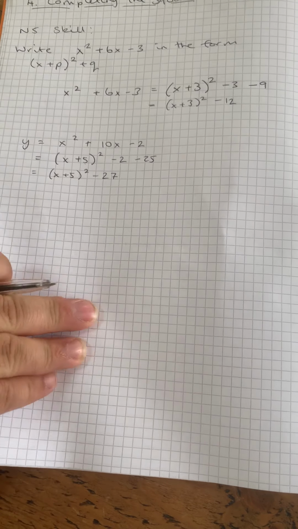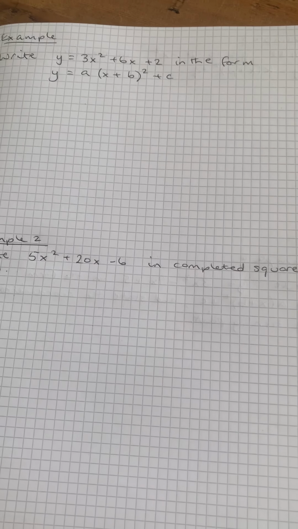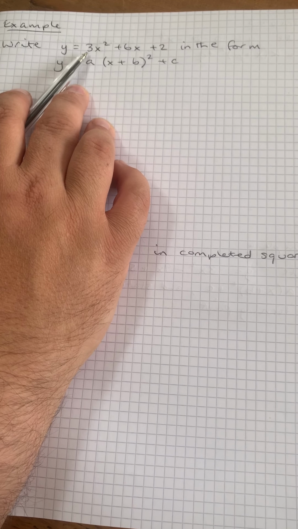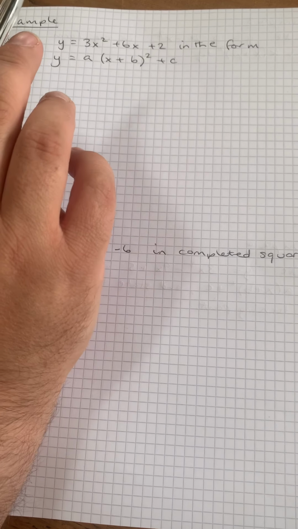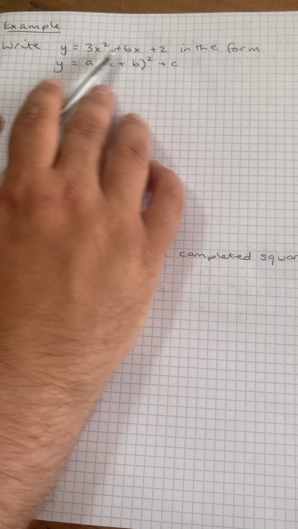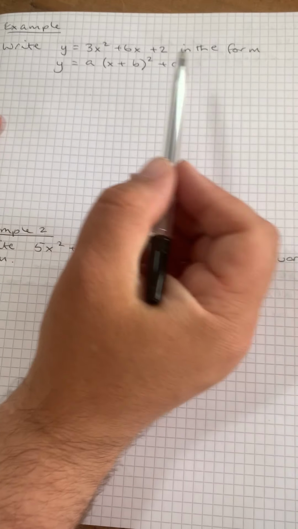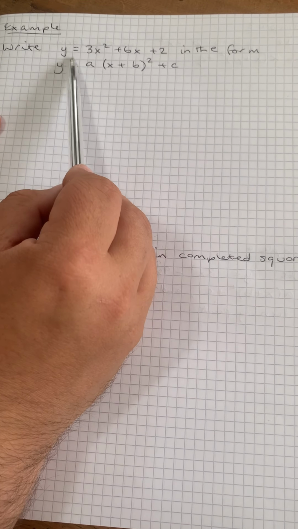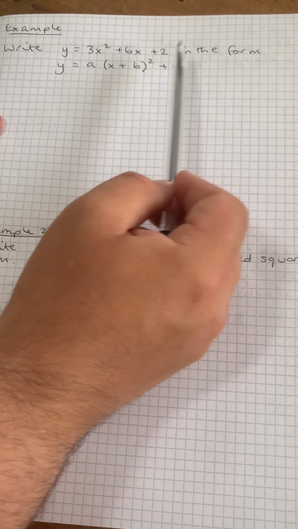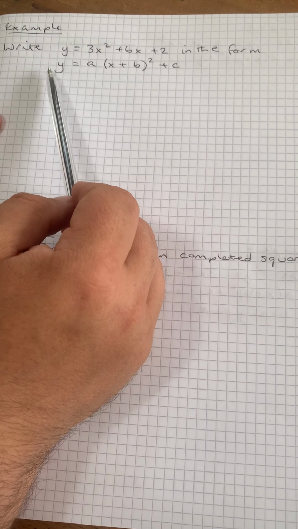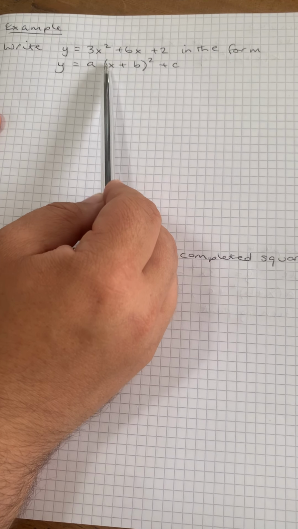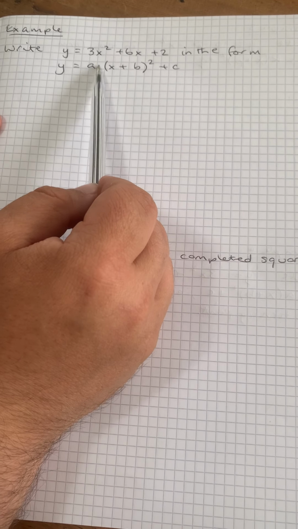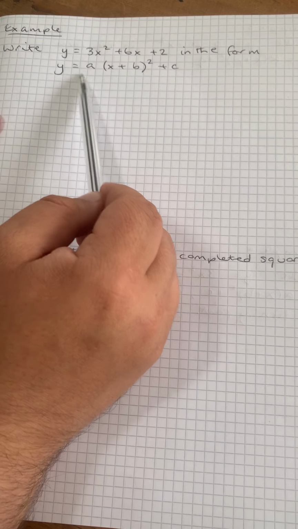Okay, now in higher, the difference is you now have a coefficient in front of the x squared. It's the same process, you've just got an extra step to do at the start. So what we're going to do is look at y equals 3x squared plus 6x plus 2, and we're going to write it in the form of y equals a(x plus b) squared plus c. So the only thing that's really new is the fact that we've got this common factor at the front.